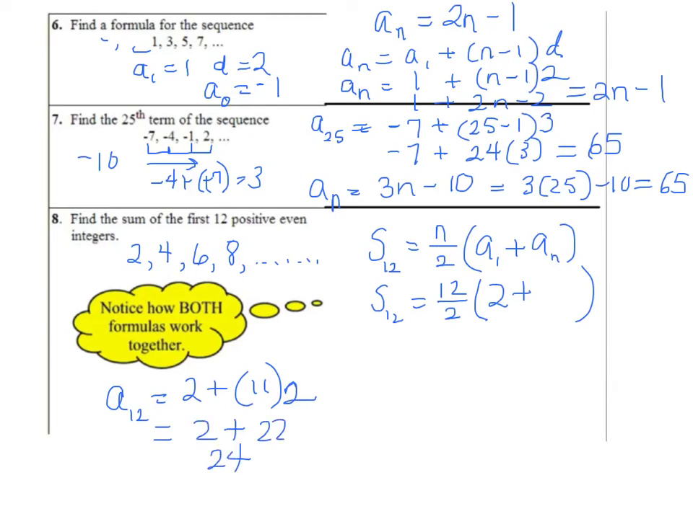All right, so I'm going to take this number, 24, and put it in here and solve. So I now have S sub 12 is equal to 6 times 26, which is equal to 156.